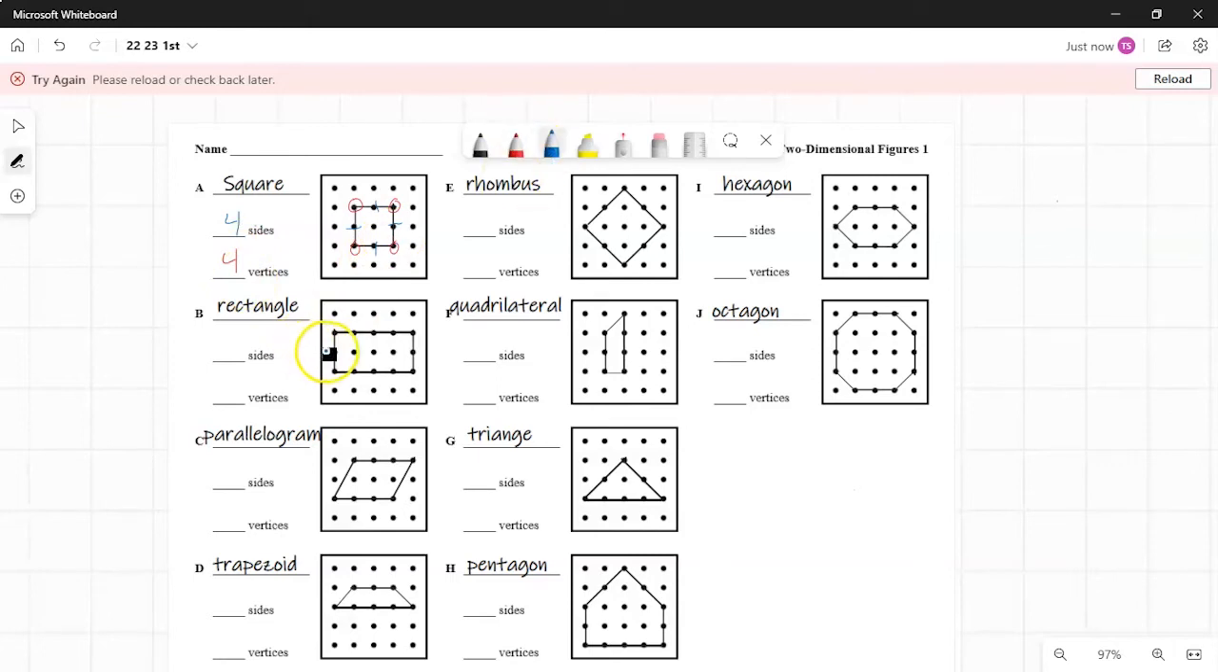Rectangle. Sides. Got 1, 2, 3, 4 sides. And vertices. We'll circle them. It's got 1, 2, 3, 4 vertices. 4 vertices. Okay, C. We'll go and look at parallelogram. Parallelogram has 1, 2, 3, 4 sides. And it also has 1, 2, 3, 4 vertices.